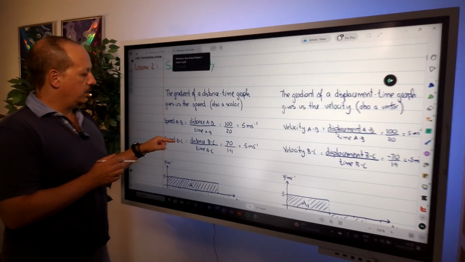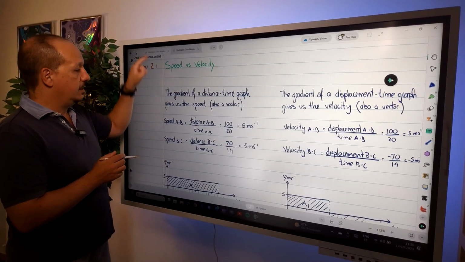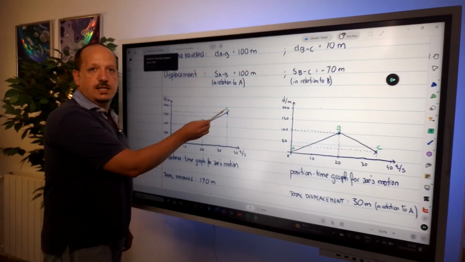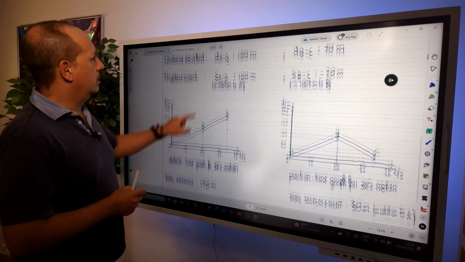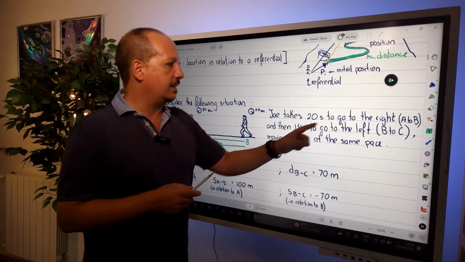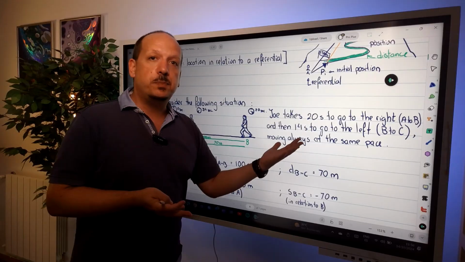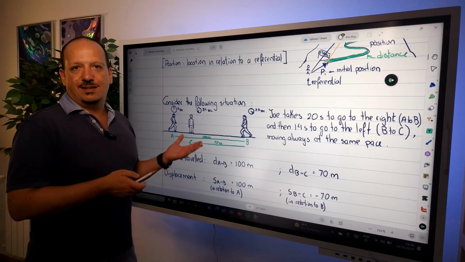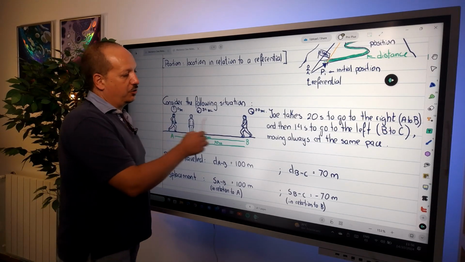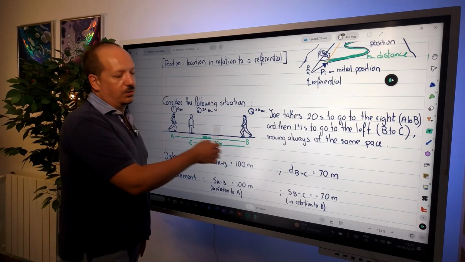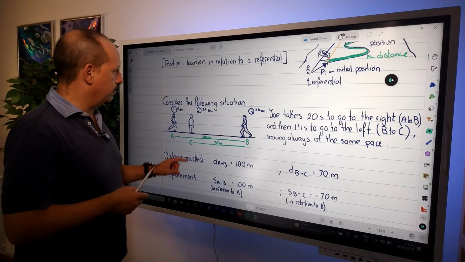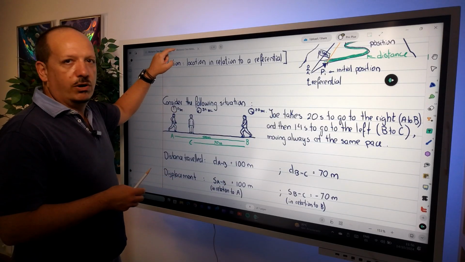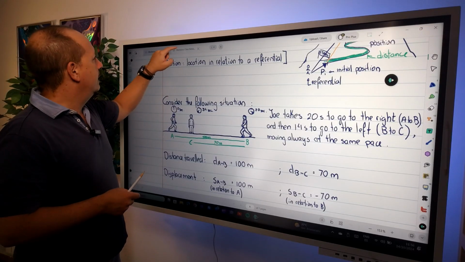If you do it for the section BC, obviously, it's also going to be 5 meters per second because the inclination of the line is the same. As you saw in the text, Joe is always moving at the same pace, meaning that the speed is always going to be the same. In real life, this never happens. Before you change direction, your speed needs to go to 0, but this is just to illustrate a point. It's not a real life situation. It's a very rough model of how people move.